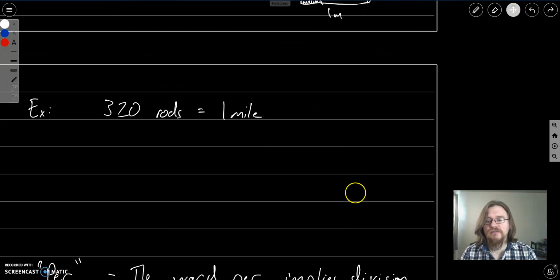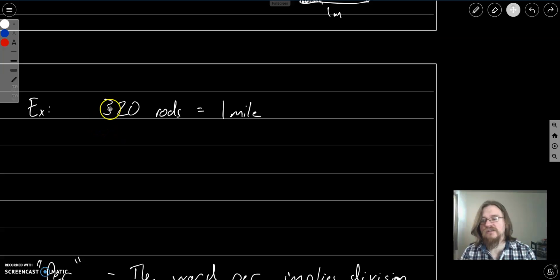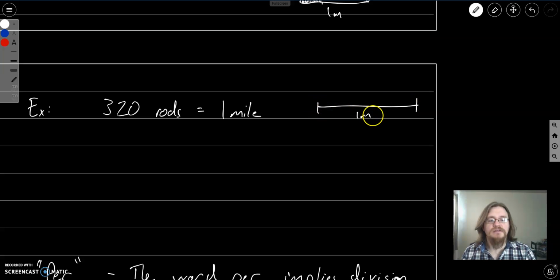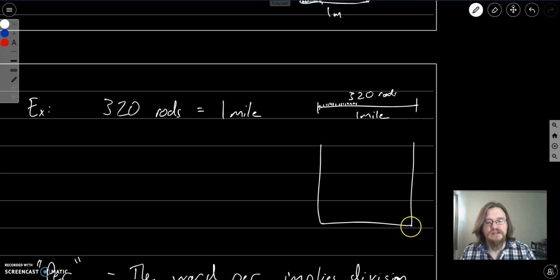Even if we use measurements that we're not as familiar with, for instance, there's 320 rods per mile. Again, this is not something that I'm super familiar with, but in 1 mile, there's going to be 320 rods. It's an older measurement from when people would actually use a rod, just a big metal stick, to try to measure something. There'd be 320 of them, which is too many to draw on there. But let's imagine that I have a piece of land that's 1 mile by 1 mile, often called a section.